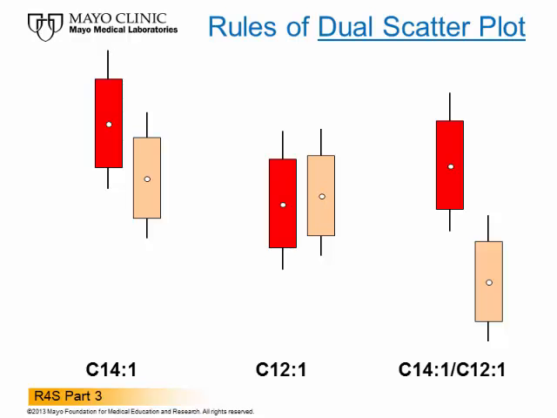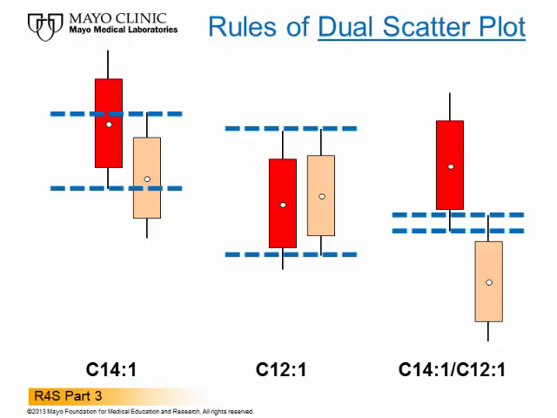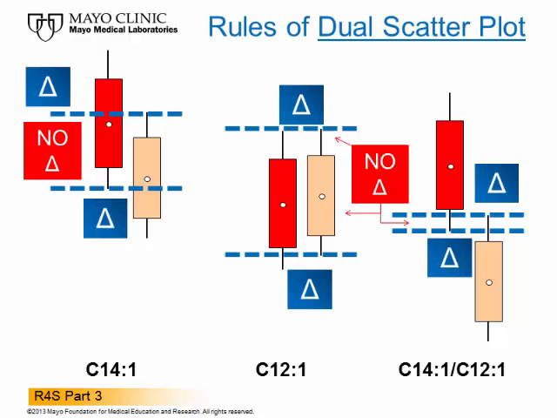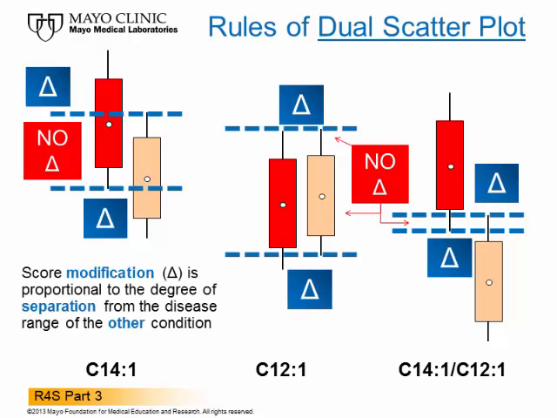If a result falls within the range of overlap, there is no score modification. However, if a result is either below or above the area of overlap, it triggers a score modification that is proportional to the degree of separation from the disease range of the other condition.